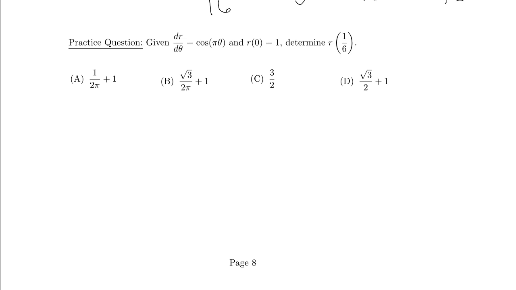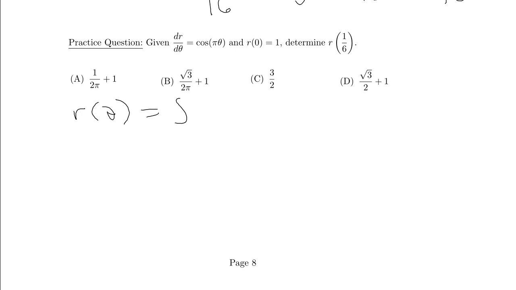So the last thing, the practice question, and maybe you want to pause and try to do it on your own. I'm giving you the derivative of this function here. So dr by d theta is cosine of pi theta, and I want you to find r of 1 over 6, given the fact that r of 0 is equal to 1. So I'm trying to find my original function r of theta, and I know the derivative function. So I need to use antiderivatives to travel backwards.